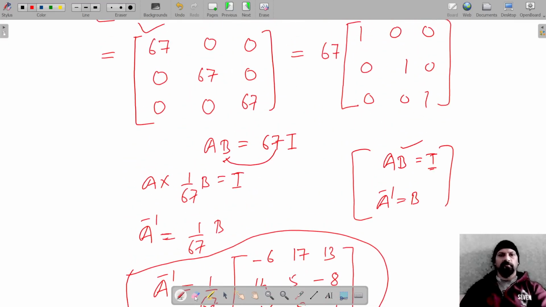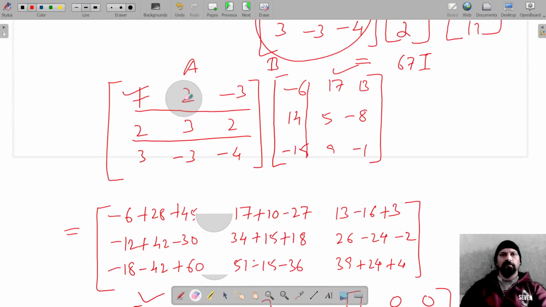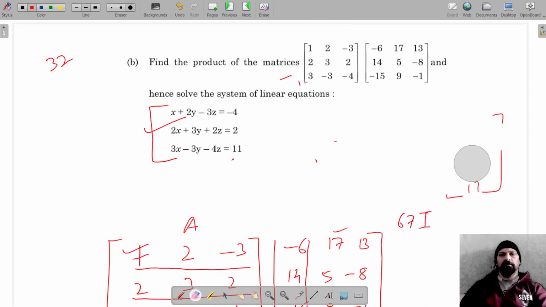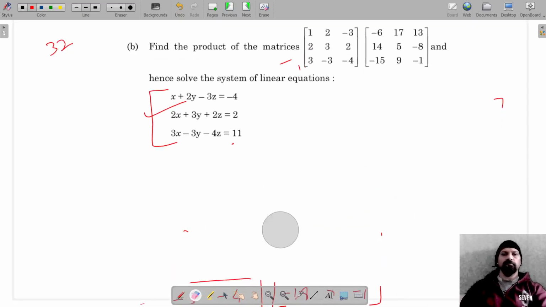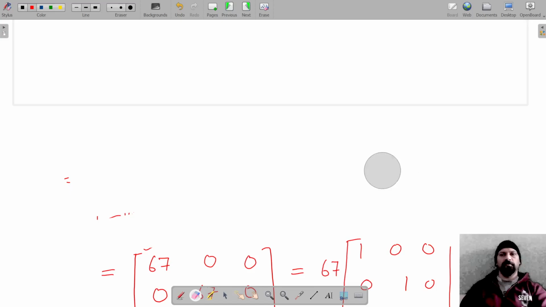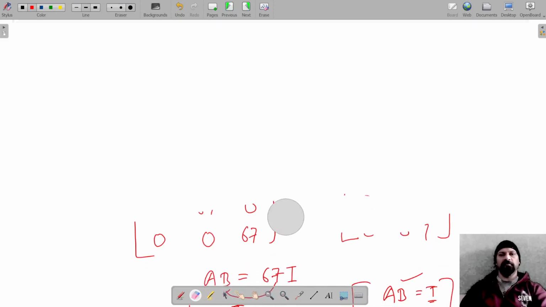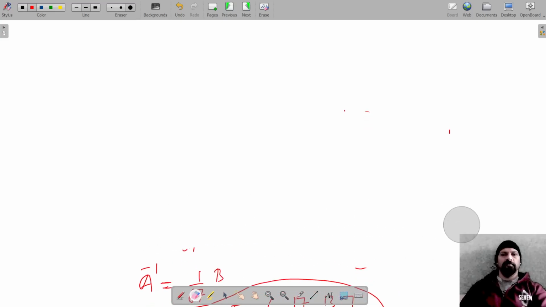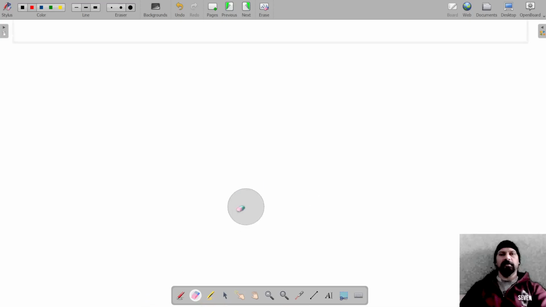Now we have to solve the following system of equations. So let's write them in the matrix form, and I have written them in the matrix form. To solve the system of equations, we can write them as Ax is equal to B. Okay, so we have got our A inverse. I will just keep that.